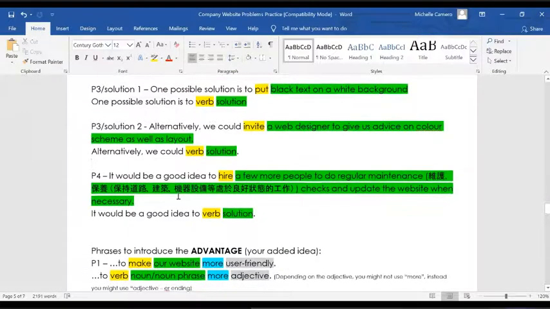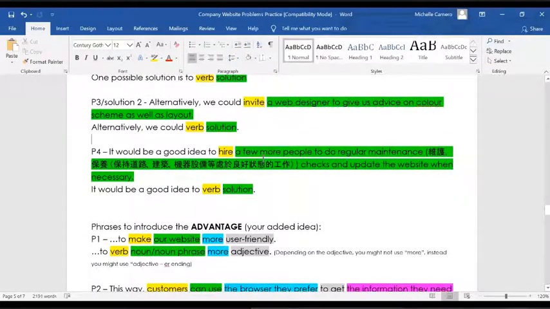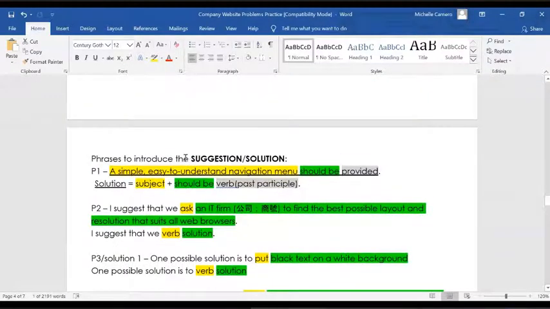All right, then for problem 4, the solution is it would be a good idea to hire a few more people to do regular maintenance checks and update the website when necessary. So what can you copy? You could say it would be a good idea to, verb plus solution. Again, the verb, notice, no ing, no ed, no s, because you have to in front of the verb, so you've got infinitive, and then you finish and complete the sentence with the solution, which is the idea provided on the paper. All right, so that's different ways that you can use to introduce the suggestion or the solution.